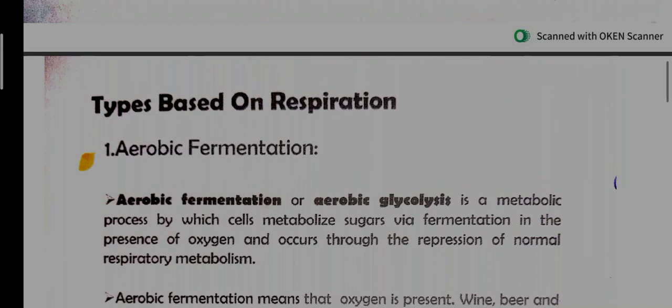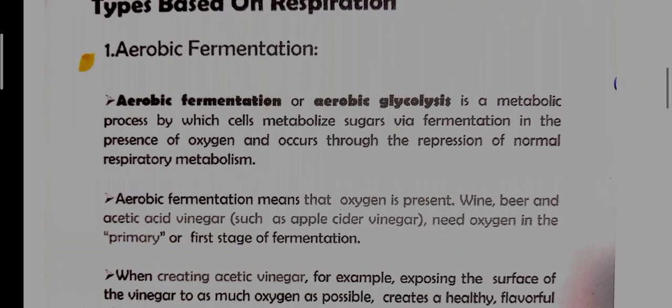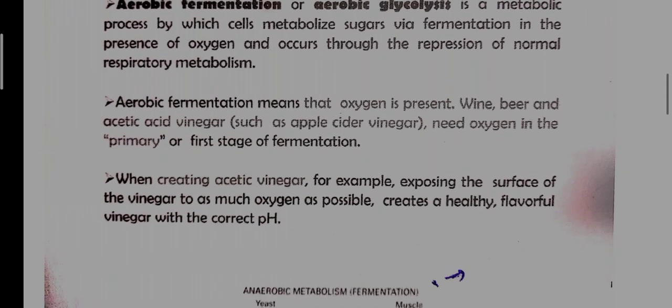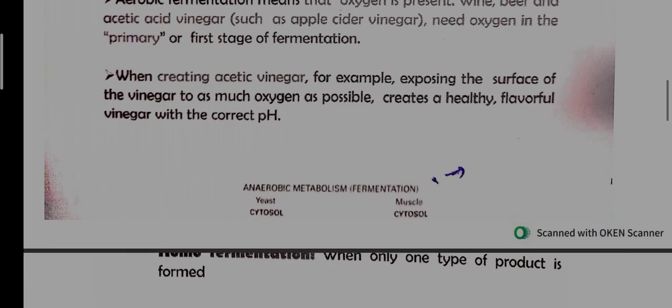Next is types based on respiration. First is aerobic fermentation. Aerobic fermentation or aerobic glycolysis is a metabolic process by which cells metabolize sugars via fermentation in the presence of oxygen and occurs through the repression of normal respiratory metabolism. Aerobic fermentation means that oxygen is present. Wine, beer, and acetic acid, vinegar need oxygen in the primary or first stage of fermentation. When creating acetic vinegar, for example, exposing the surface of the vinegar to as much oxygen as possible creates a healthy, flavorful vinegar with the correct pH.